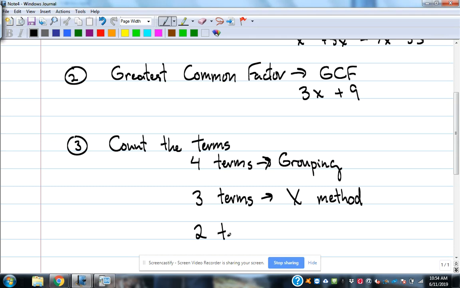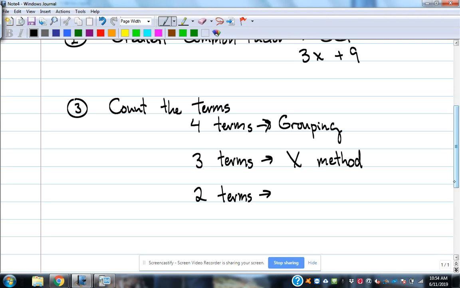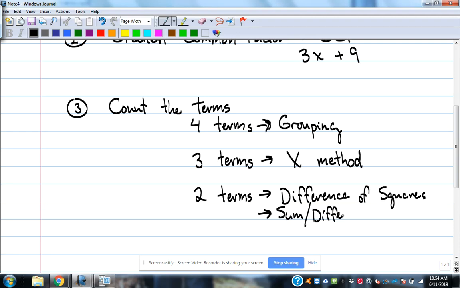The next one is 2 terms. There are 2 different scenarios that can happen with 2 terms. One of them is a difference of squares. With squares, the exponent is going to be a 2 on the variable, or an even exponent a lot of times. The other scenario is a sum or difference of cubes.